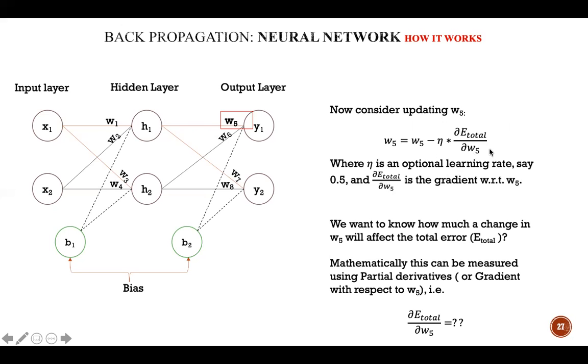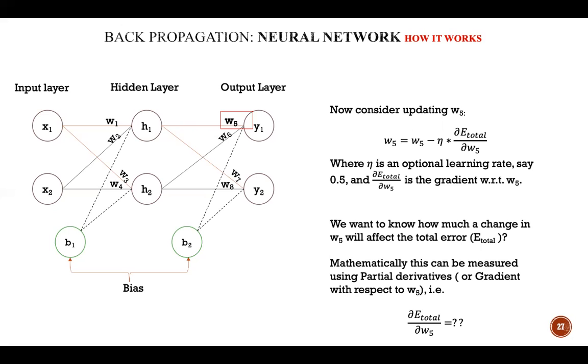And what is this ratio here? This ratio is the gradient with respect to W5. This is what is known as gradient descent, or simply, mathematically, I call it a gradient. So this is the gradient with respect to W5.